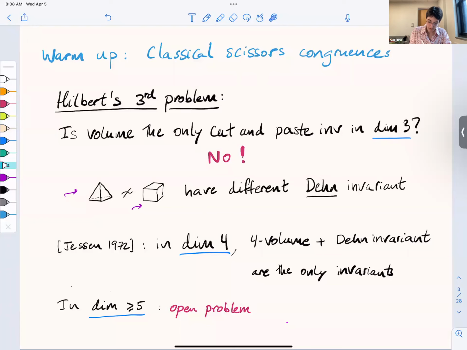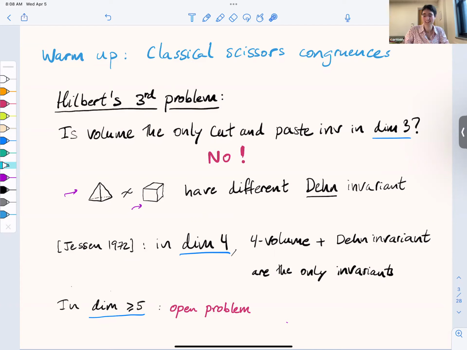But it was proved, actually, and it's not recent, but compared to the work of Dehn, this from the 20s, now we have this result in 4 dimensions quite a long time later, it's 1972. But it was proven by Jensen that this 4 volume and the Dehn invariant are the only cut and paste invariants there. Okay, 1 more dimension up and we get to 5 dimensions.